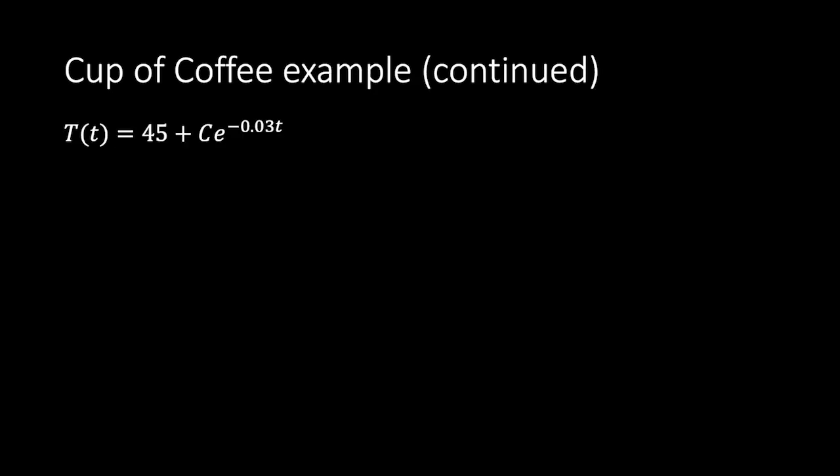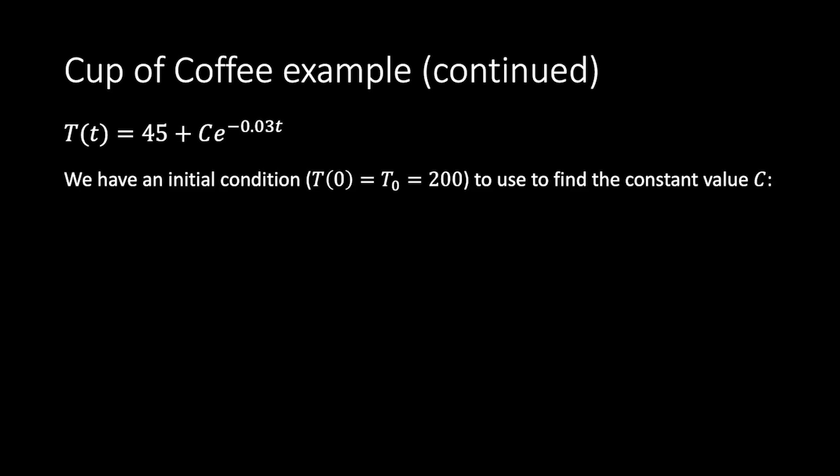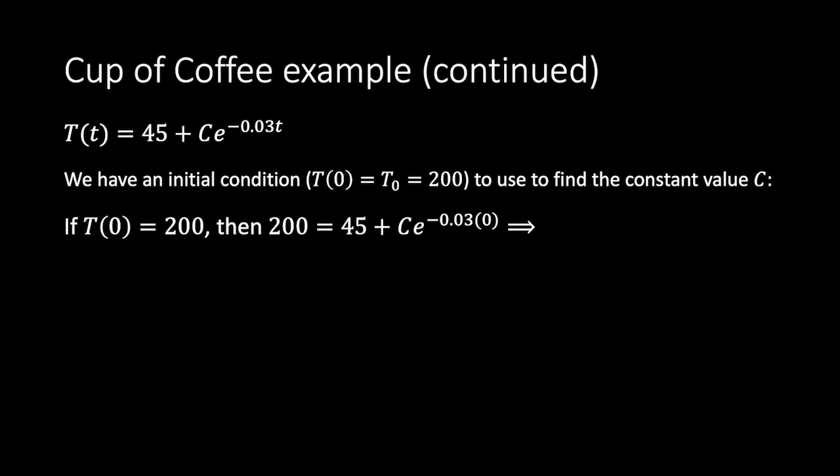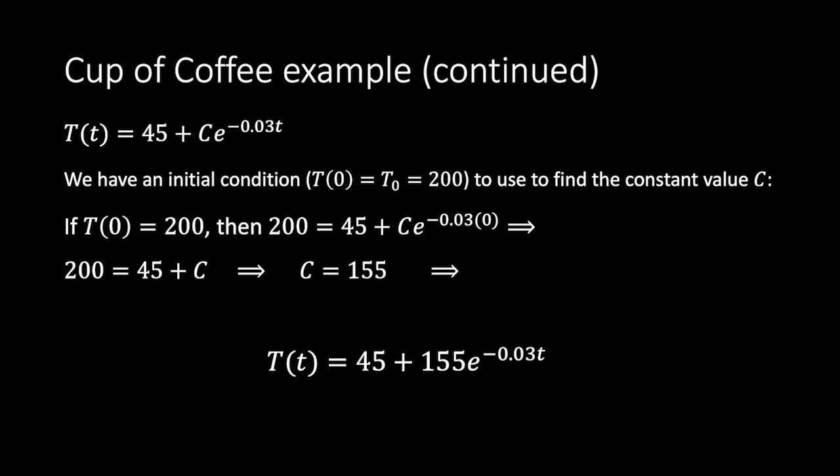Now that we have a general solution of our differential equation, we want to use our initial condition to solve for the constant c. If T(0) equals 200 degrees, then we set 200 equal to the equation for when all of our t values equal 0. Solving for c, we get c equals 155. Then we can plug that into our general solution.